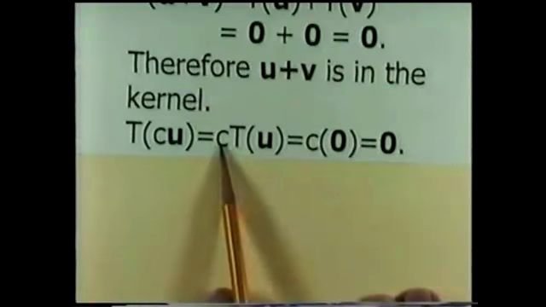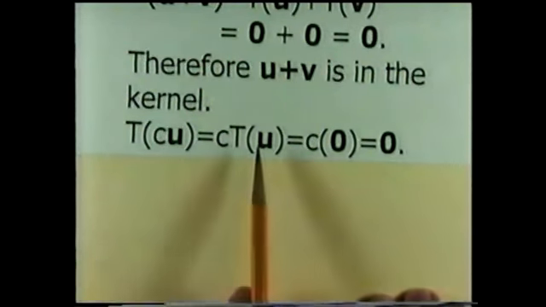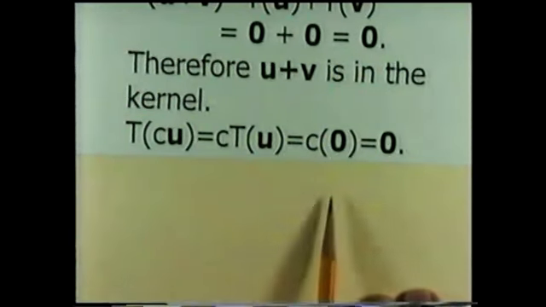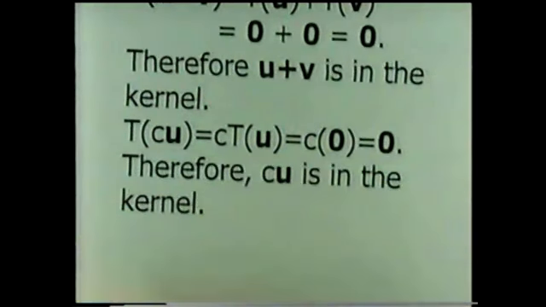Now, let's look at scalar multiplication. T of cu is equal to c times Tu. This is one of the properties of a linear transformation. But since u is in the kernel of T, T of u is 0. c times 0 is 0. So T of cu is equal to 0. So that means cu is in the kernel of T. So we have closure of scalar multiplication.